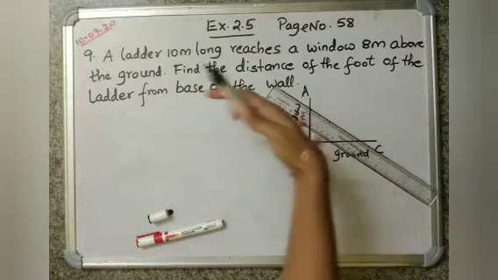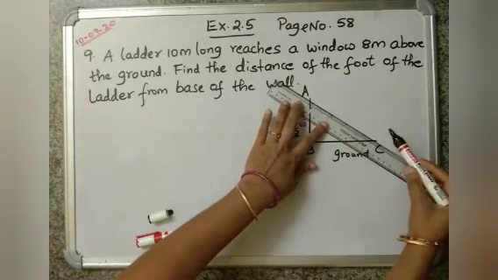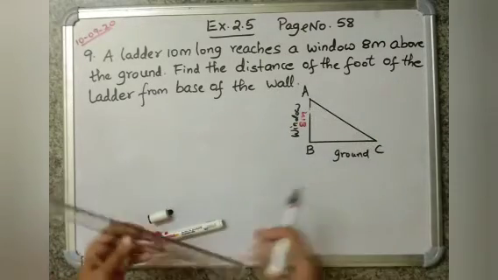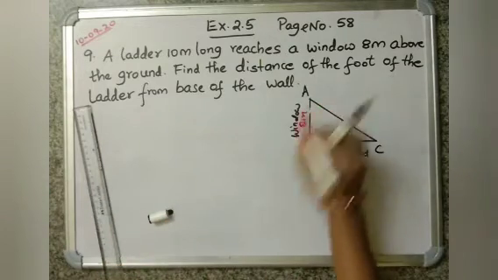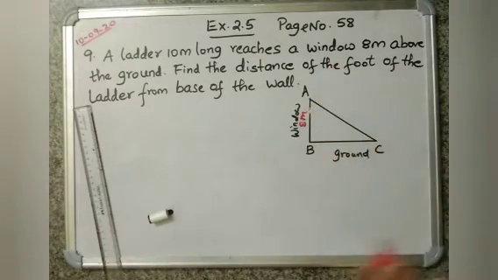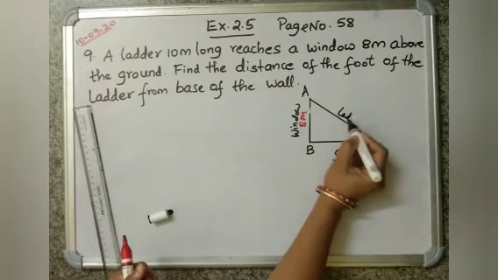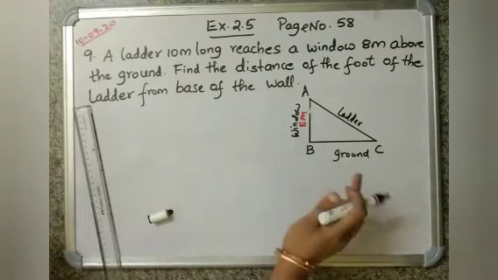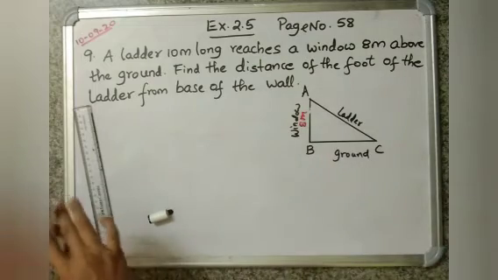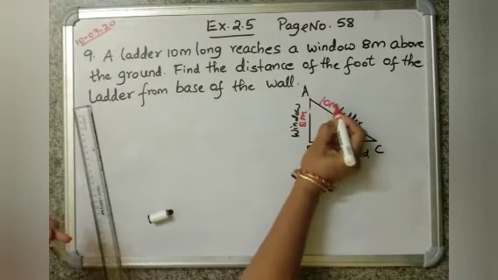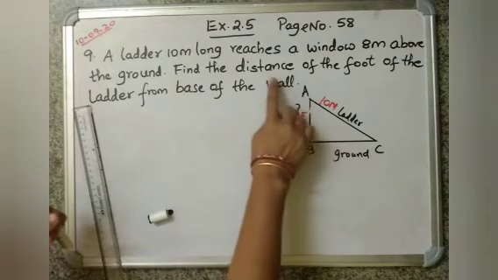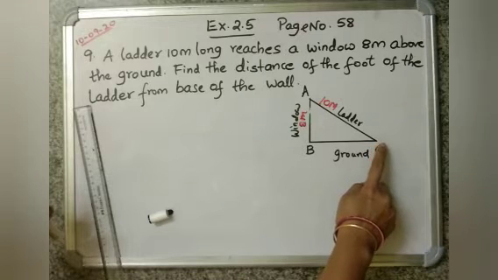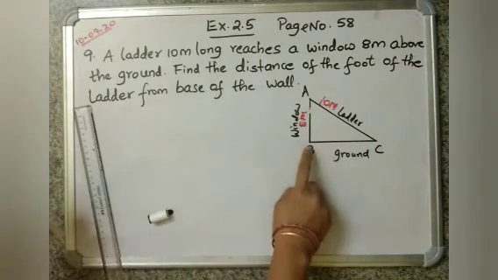Have you seen how they keep the ladder to the window? They keep it on the ground, leaning on the window or wall. Have you seen that, children? Now this is the ladder. So the ladder is kept like this. What we have to find now? The ladder is 10 meter long, that is also given. So this is 10 meter. Now you need to find the distance of the foot of the ladder from the base of the wall. C is the foot of the ladder.